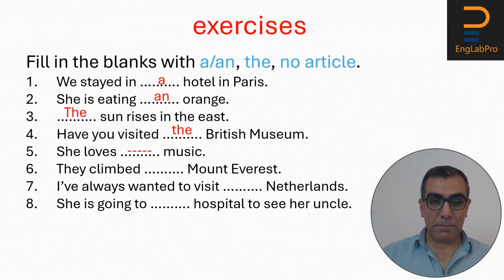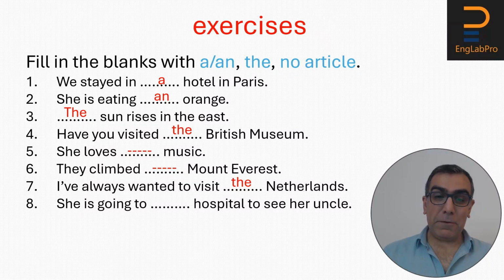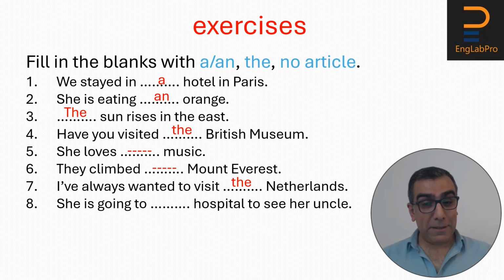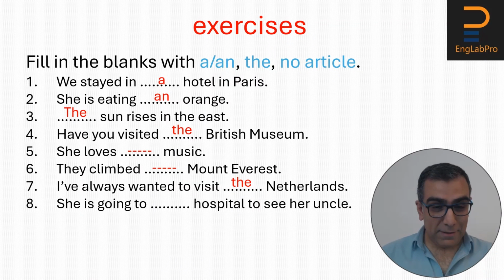She loves music. Generally, we're talking about music. There is no specific music that we're talking about. And then it is an uncountable noun, so no article. They climbed Mount Everest. Again, we mentioned that for mountains, we don't use an article, but when they are mountain ranges, we use the. I've always wanted to visit the Netherlands. Well, we say the Netherlands. Again, I repeat, for countries, we don't use the, but for some specific countries like the Netherlands, we use the.